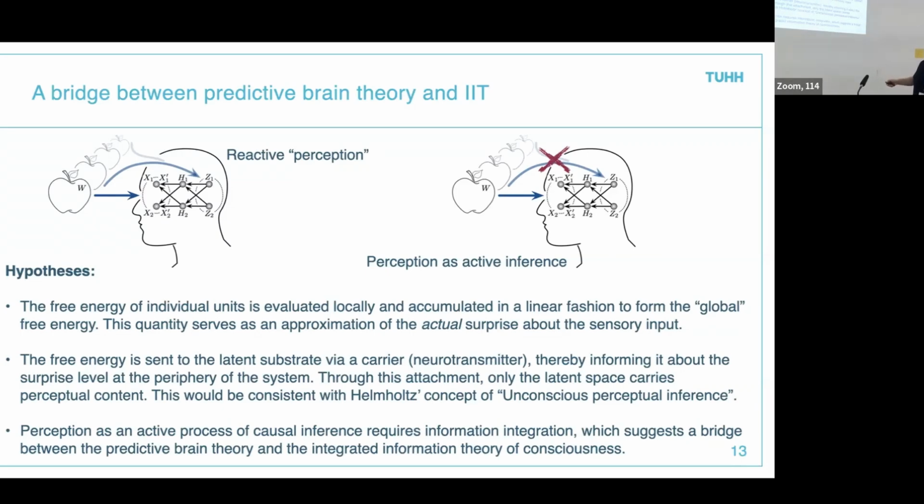And then finally, perception as an active process of causal inference requires information integration, which suggests a bridge between the predictive brain theory and the integrated information theory of consciousness. So this is my take on this bridge.